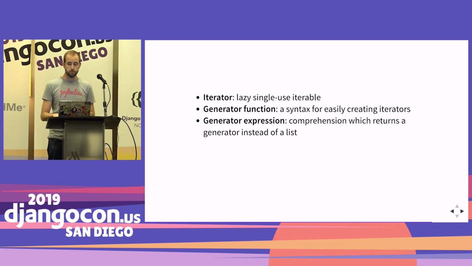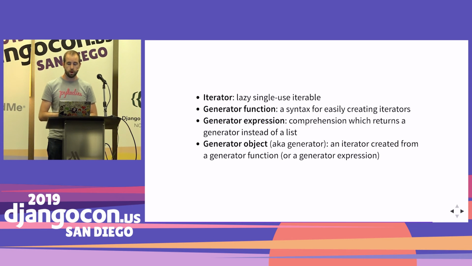The type of iterator that you get back from these things is called a generator object, or, for short, just a generator. When you call a generator function or evaluate a generator expression, you will get a generator object back. And generator objects are a type of iterator. They're basically the easiest way to make an iterator in Python. So this is how I defined these terms. The Python documentation disagrees with me.